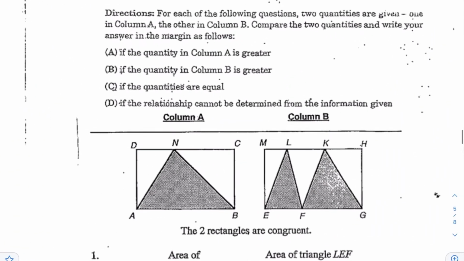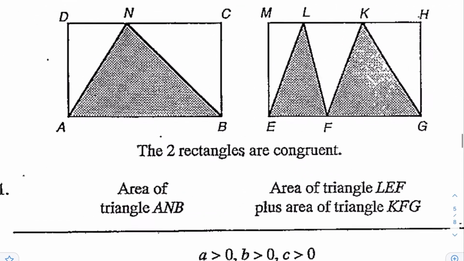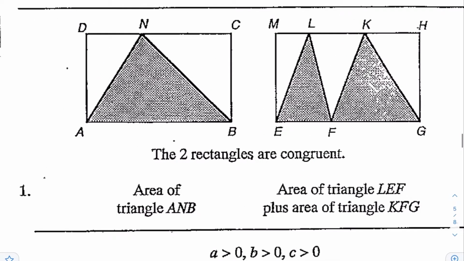Okay, for the next page, you need to compare 2 different quantities. You choose A if A is bigger, you choose B if the thing in column B is bigger, C if they're equal, and D if you can't tell. So for number 1, these 2 rectangles are congruent, and you want the area of triangle AB and then the area of triangle LEF plus KFG.